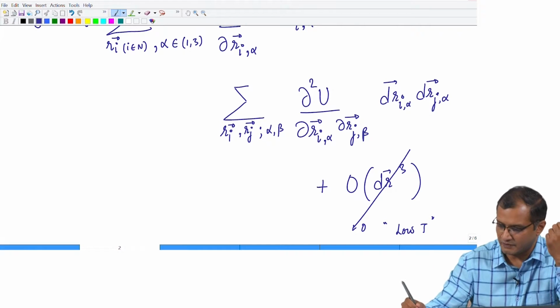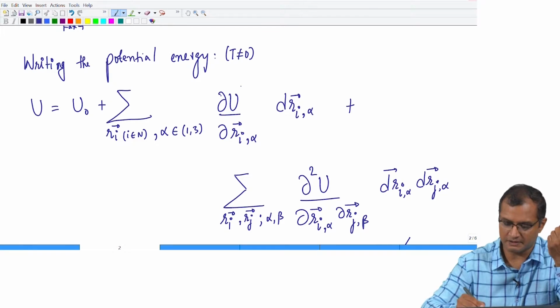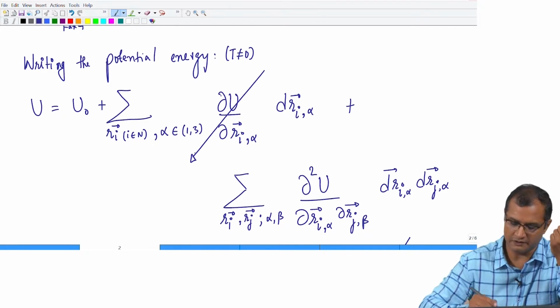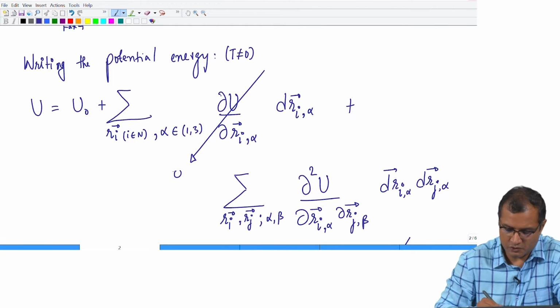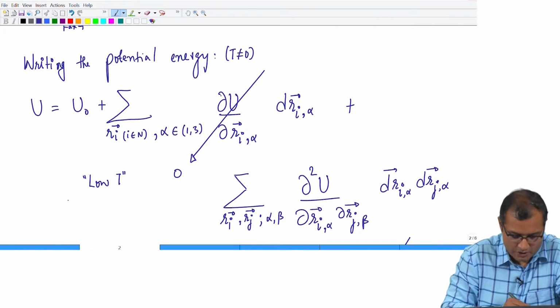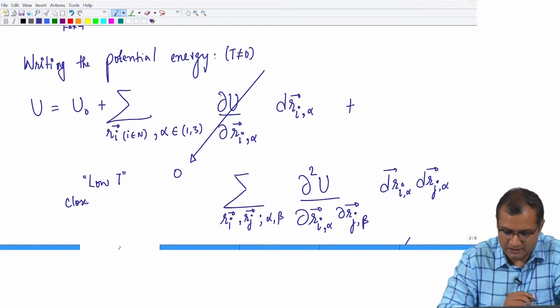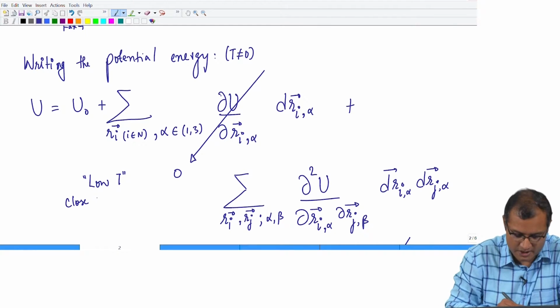Not only that, if you look at the first term, first subleading term here, which is proportional to the gradient of the potential energy, this will also be 0 because again we are at low temperatures, which means that we are close to mechanical equilibrium, and if that is the case, then this term, negative gradient of the potential energy, has to be seen as the negative of the force.